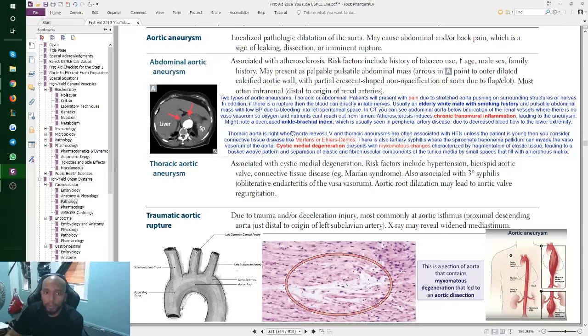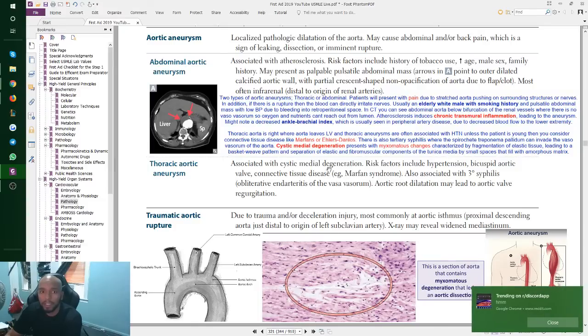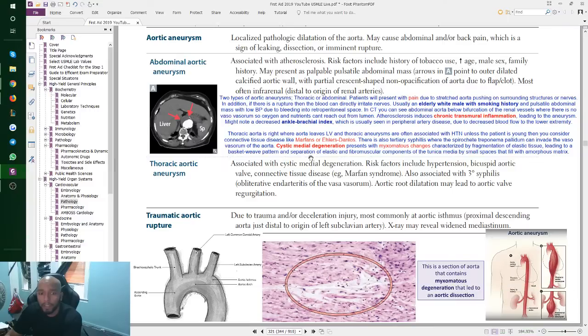Thoracic aorta is right where the aorta leaves your left ventricle, and the thoracic aneurysms are often associated with hypertension unless the patient is young. Then you consider connective tissue disease like Marfan's or Ehlers-Danlos. There's also tertiary syphilis, where the spirochete Treponema pallidum can invade the vasa vasorum of the aorta. Cystic medial degeneration presents with myxomatous changes, characterized by fragmentation of the elastic tissue, leading to a basket weave pattern and separation of elastic and fibromuscular components of the tunica media by small spaces that fill with amorphous matrix.